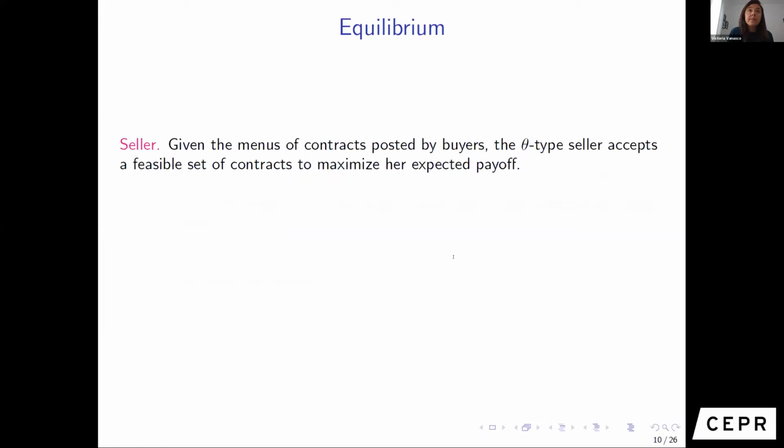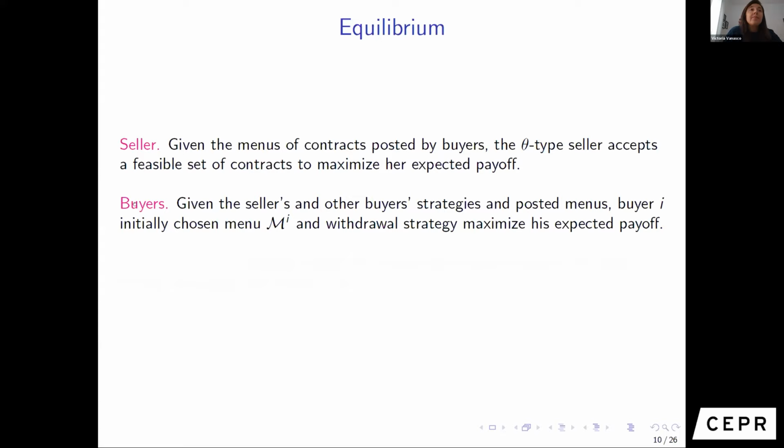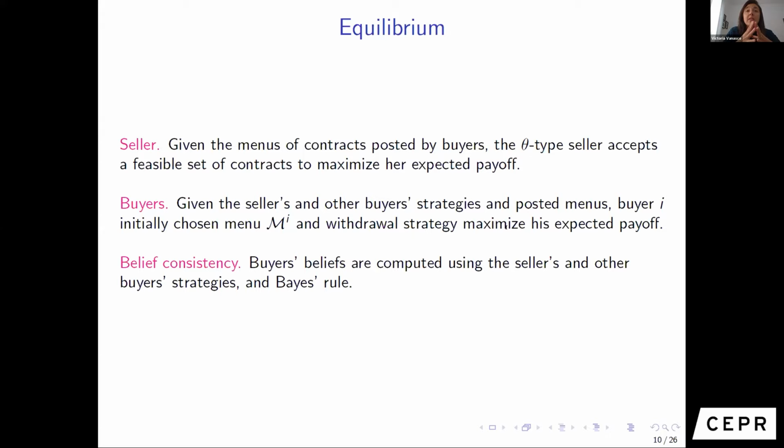So our notion here is perfect Bayesian equilibrium. Given the menus that are posted by buyers, a theta-type seller, which is a seller with an asset quality theta, accepts a feasible set of contracts to maximize expected payoff. Given this, the buyers, given the seller's strategy and the other buyers' strategies and posted menus, choose which menus to post in stage one, and whether to withdraw or not, also to maximize their expected payoff. And then most importantly, beliefs have to be consistent. So buyers' beliefs about who is accepting a particular contract are computed using the sellers' and buyers' strategies and Bayes' rule.